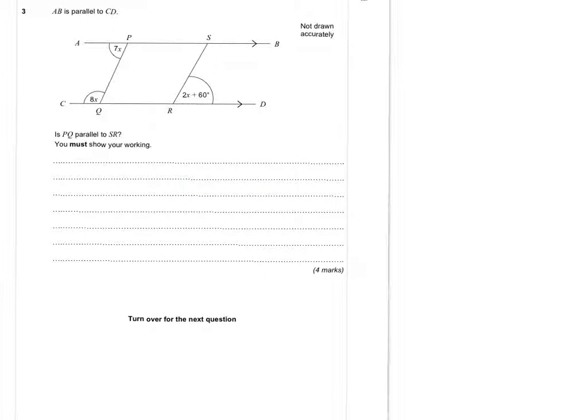Question 3. AB is parallel to CD, so those two lines are parallel. Is PQ parallel to SR? They will be parallel if those two angles are equal, or those two angles are equal. Alright, so let's have a look. We've got that angle plus that angle is equal to 180. So 7x plus 8x equals 180.